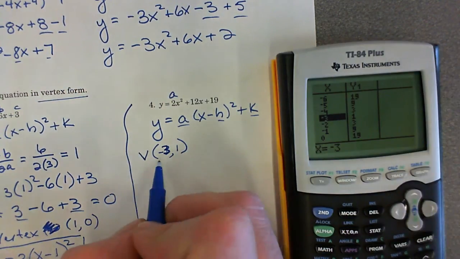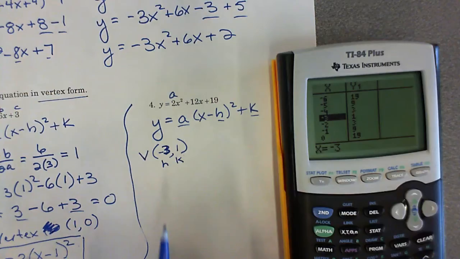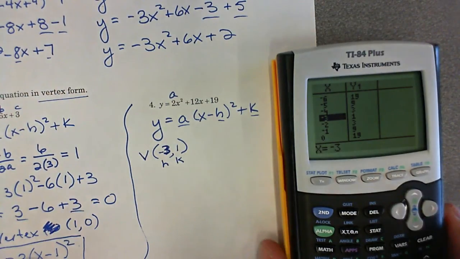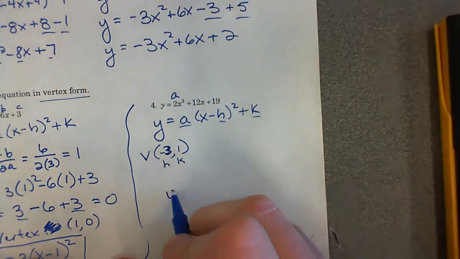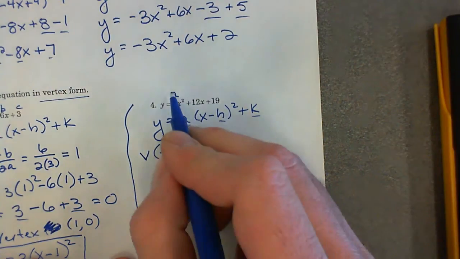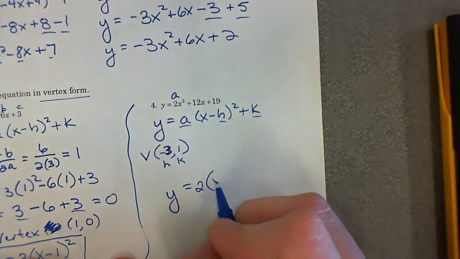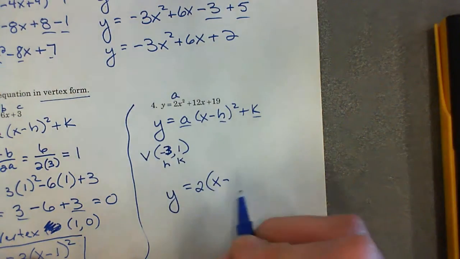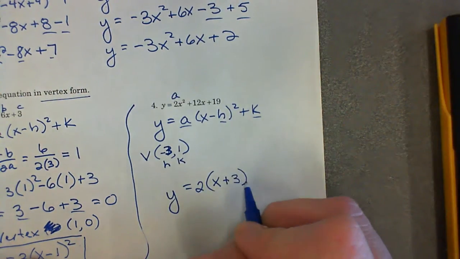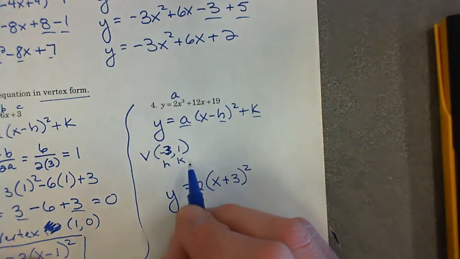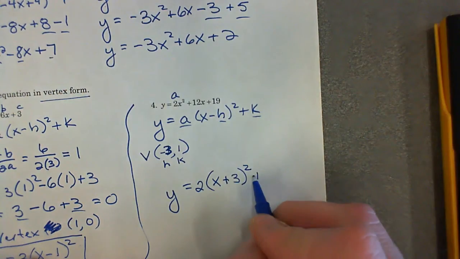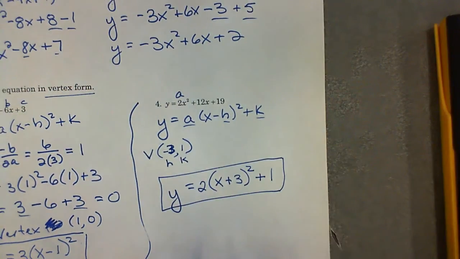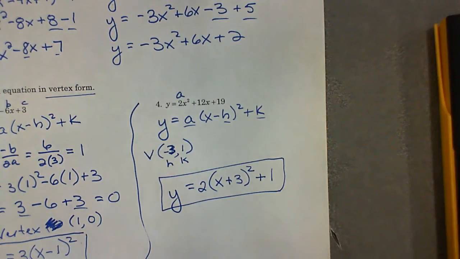So there's our vertex. This is our h, this is our k. So now we have a, we have h, we have k. We can write our equation. So y equals a, which is 2, times x minus your h, and minus a negative 3 is plus 3, squared, plus k, and k is 1. So there's the equation of your parabola in vertex form.